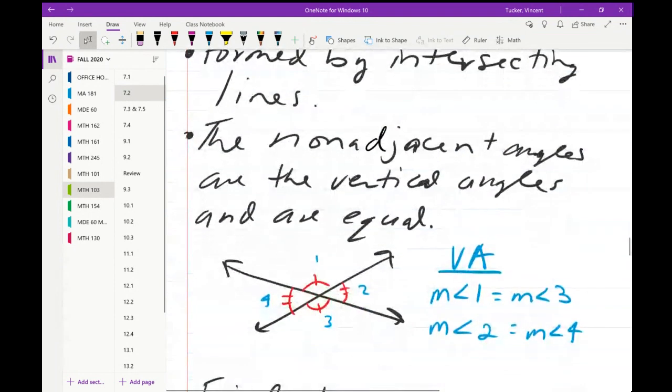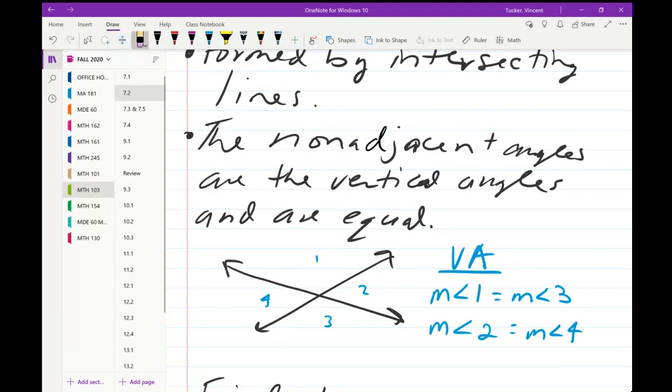All right, so we have two lines that intersect. The angles that are opposite of each other will be the ones that are vertical angles and equal to each other. So 1 and 3 are the angles that are equal, and then 2 and 4 are the angles that are equal. And they're equal according to this vertical angle relationship.